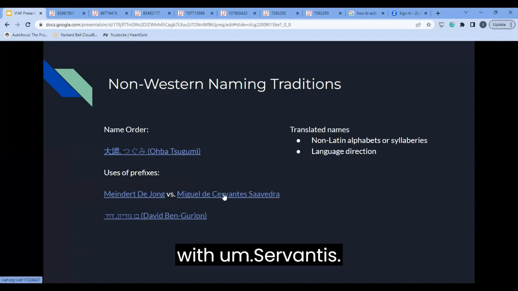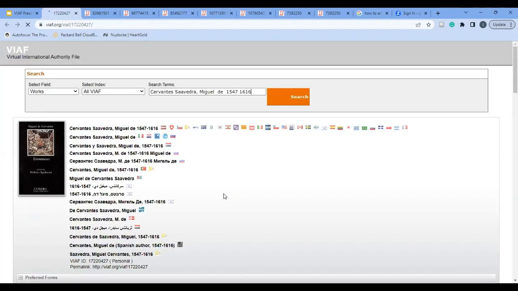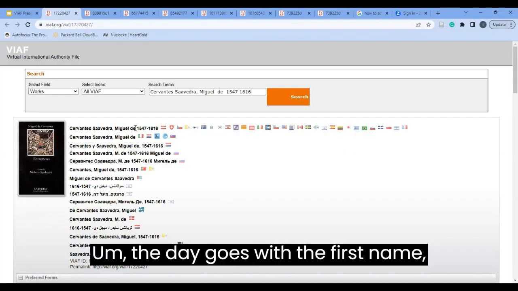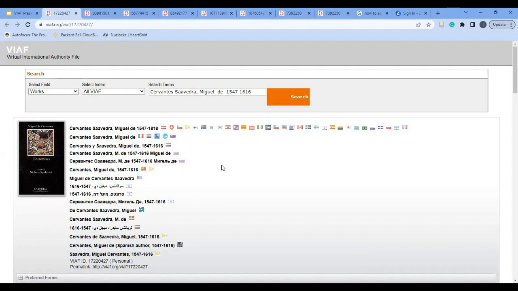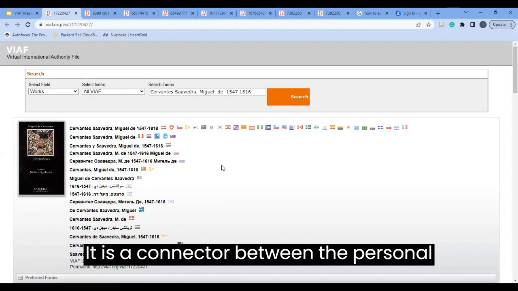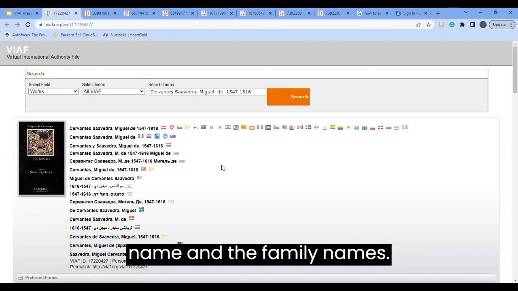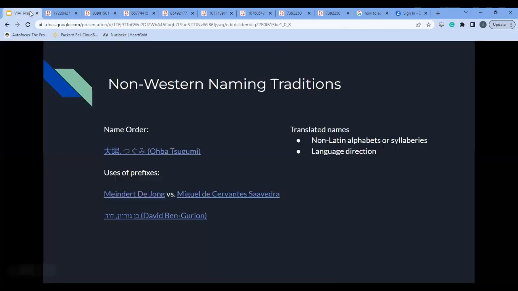However, with Cervantes, the de goes with the first name, the personal name, because the de is not part of the last name. It is a connector between the personal name and the family names.